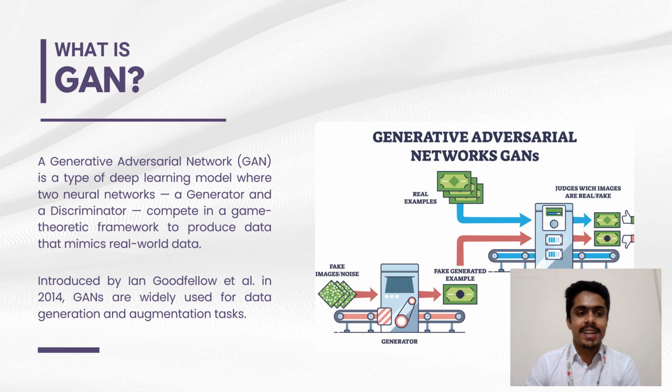What is GAN? GAN stands for Generative Adversarial Network, which is a type of deep learning model where two neural networks, a generator and a discriminator, compete in a game theoretic framework to produce data that mimics real-world data. Introduced by Ian Goodfellow in 2014, GANs are widely used for data generation and augmentation tasks.